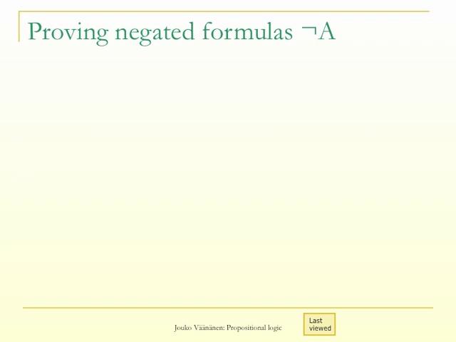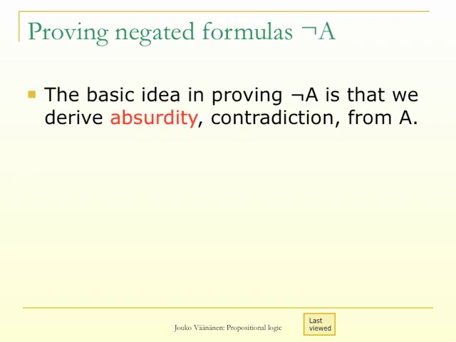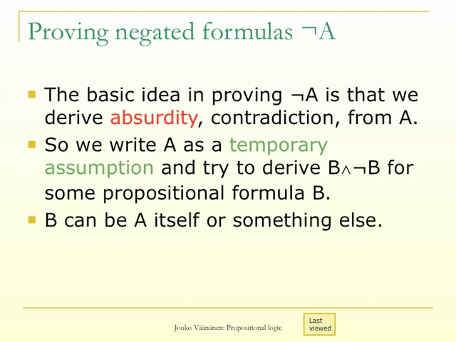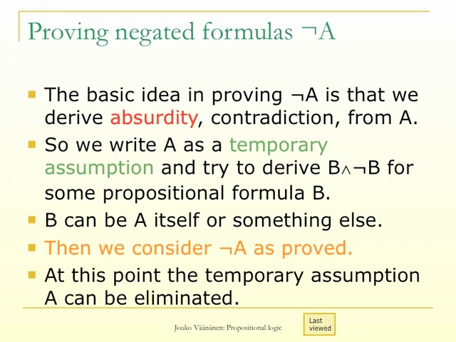The basic idea behind proving the negation of A is to derive a contradiction from A. In other words, we take A as a temporary assumption and derive a contradiction B and not B for some formula B. The formula B can in principle be A, but it is more likely to be something else. When we have derived a contradiction B and not B from the temporary assumption A, we consider the negation of A proved. At the same time, the temporary assumption A can be eliminated.